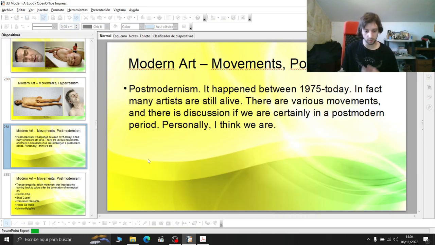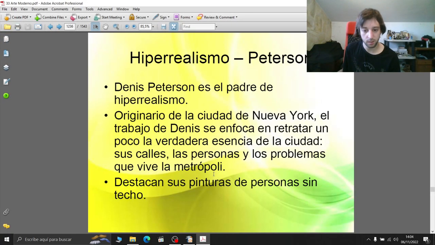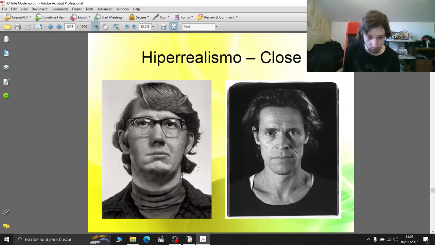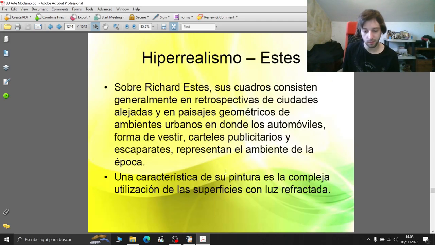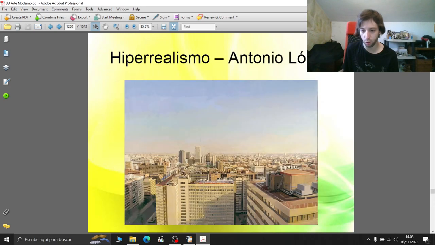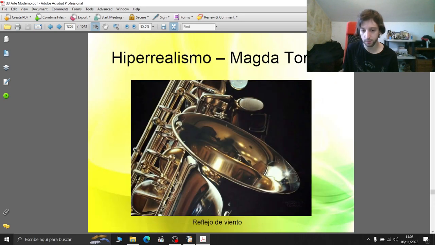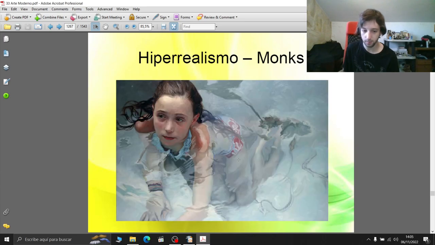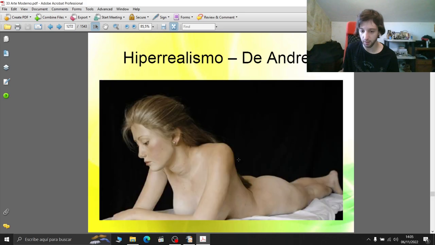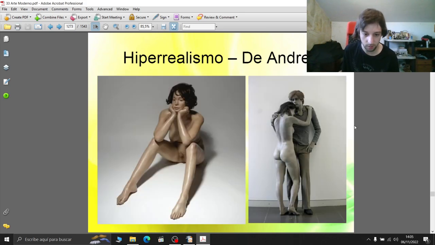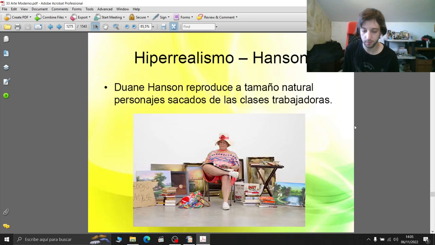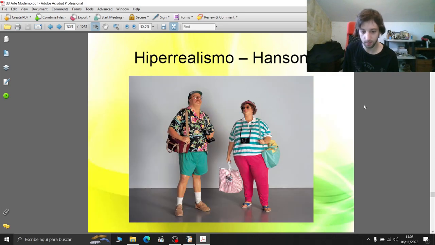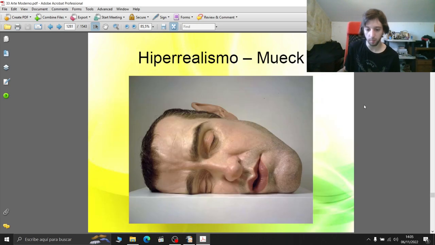Okay, now postmodernism. Actually, I'll say hyperrealism here again. So Peterson, Close. You see this, it looks like a photograph, but they are paintings. Estes. Antonio López, Magda Torres. David, Monks. De Andrea, you see this also, it's a sculpture. Hands on this one, again, all of these are sculptures. Mueck.